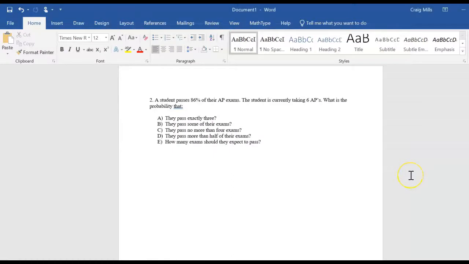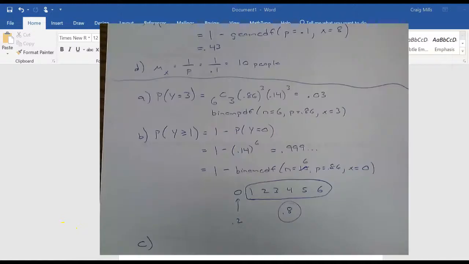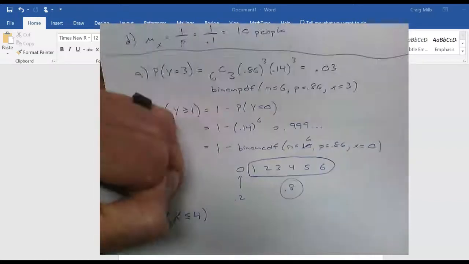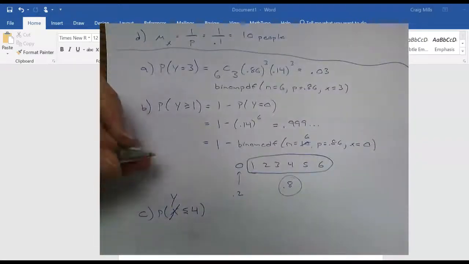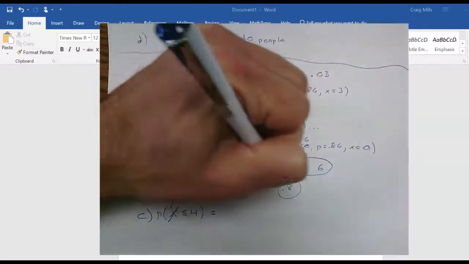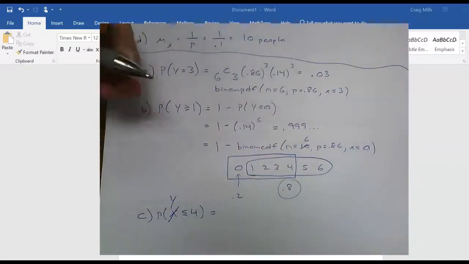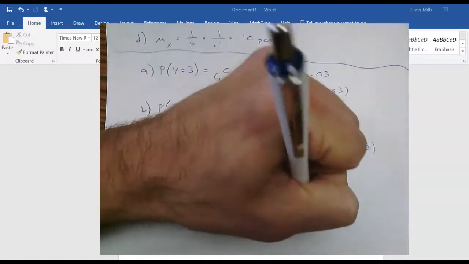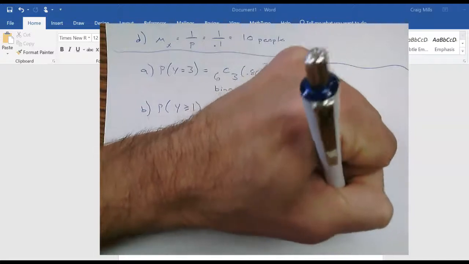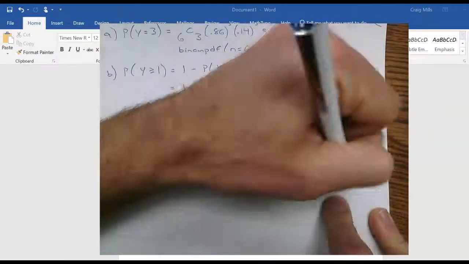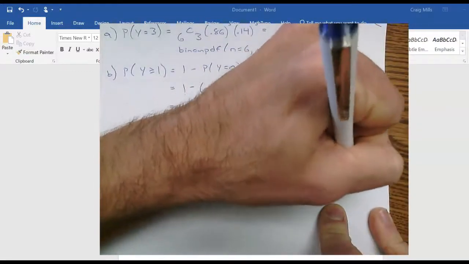All right, moving on to part C. They pass no more than 4 exams. No more than 4. So now we're looking at less than or equal to 4. Well, I guess I use the random variable y. Less than or equal to 4. So I'm just summing up 0 through 4. Because I'm starting at 0, I don't need to do a 1 minus. So this is simply going to be a binomial CDF. N equals 6, P equals 0.86, and X equals 4, because this x equals 4 sums up the probability of getting 0, 1, 2, 3, or 4 successes.